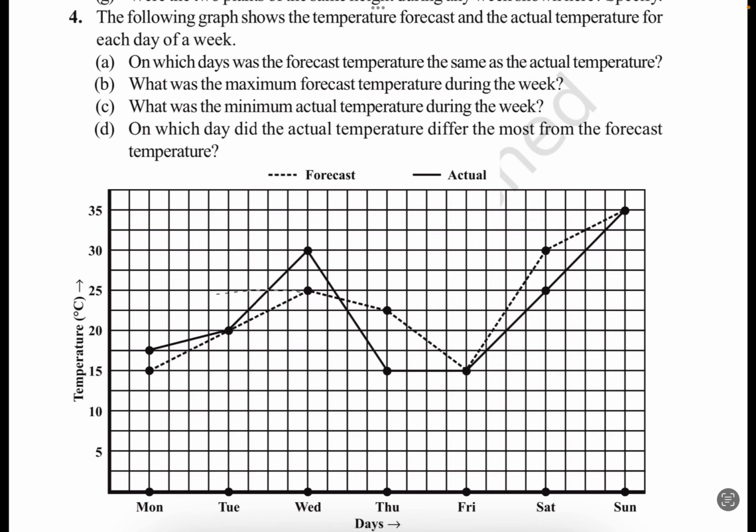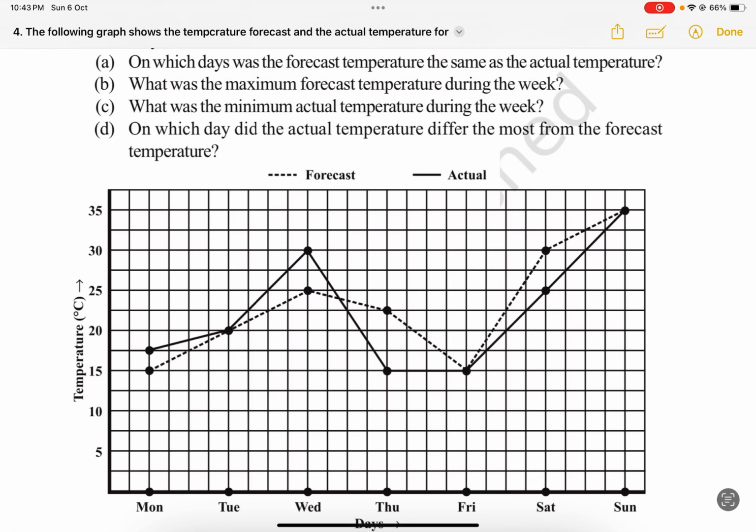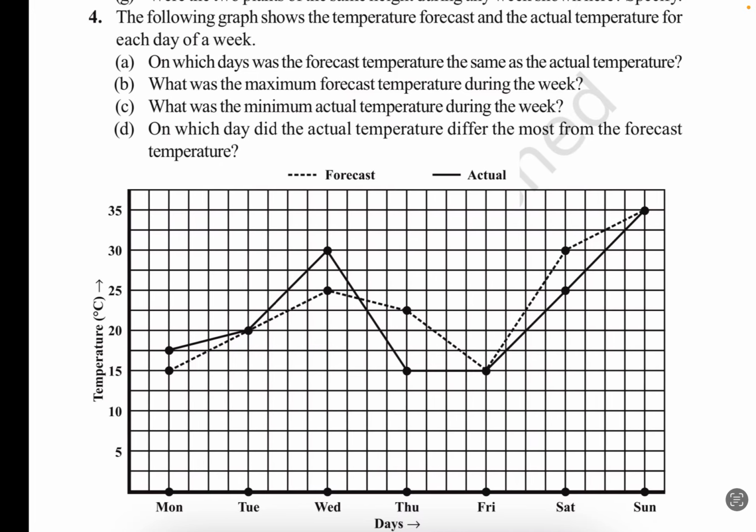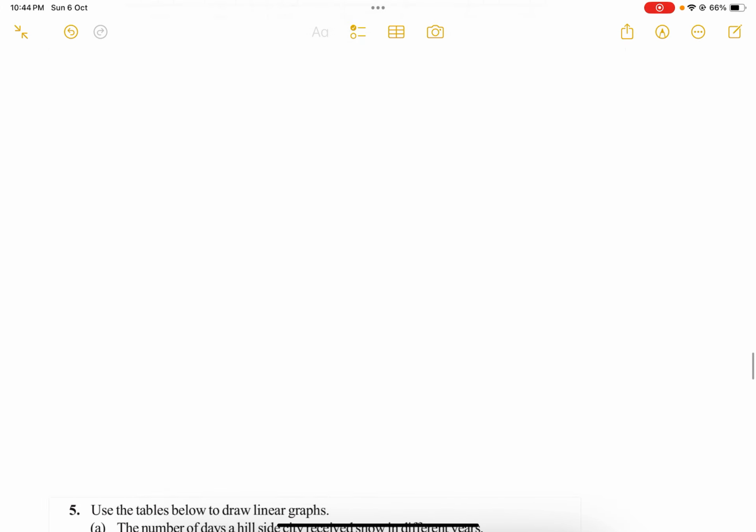And here it is, the value is 25 and here it is 30. So 5 degrees centigrade difference. And in this one there is 15 degrees centigrade and this is 22.5 degrees centigrade. So this is a bit more when compared to the other. So the actual temperature and the forecast, the difference is maximum at this particular distance. So the actual temperature differs the most from the forecast temperature here, we can say this one. Here it is showing more difference. So this is the answer to the fourth question.